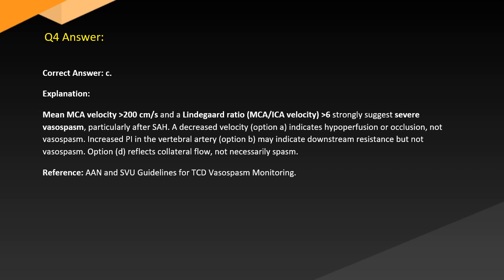Answer. Correct answer: C. Explanation. Mean MCA velocity over 200 centimeters per second and a Lindegaard ratio over 6 strongly suggests severe vasospasm, particularly after SAH. A decreased velocity, option A, indicates hypoperfusion or occlusion, not vasospasm. Increased PI in the vertebral artery, option B, may indicate downstream resistance but not vasospasm. Option D reflects collateral flow, not necessarily spasm. Reference: SVU guidelines for TCD vasospasm monitoring.